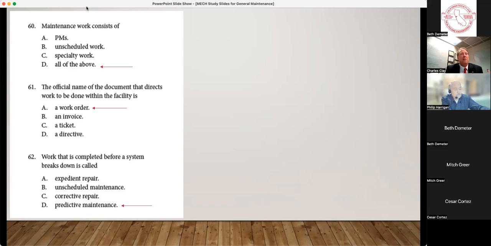If you look at the next question, the official name of the documentation that directs work to be done in a facility is a work order. And that's why they call it a work order system, right? A lot of times. And 62, work done before a system breaks down is called preventive maintenance. So you're preventing something from happening by taking care of that equipment ahead of time, right? You're not reacting to something, you're actually preventing it, maintaining it before it breaks down, and extending the life of the equipment. Next slide, please.